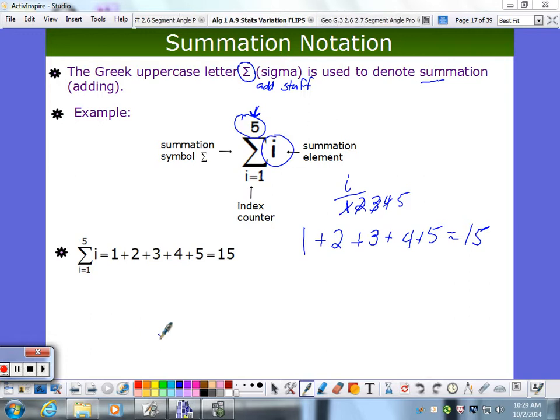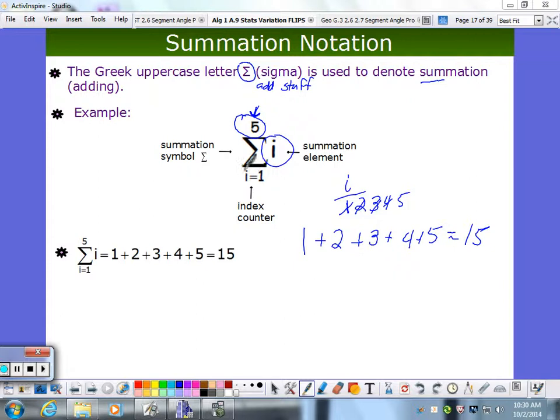I want to review the summation notation. So let's see, where are we on here? We are on page 3, and it's talking about summation notation. Let me repeat a little bit about what happened last time. So you have this big giant thing. Do you remember what this thing is called?